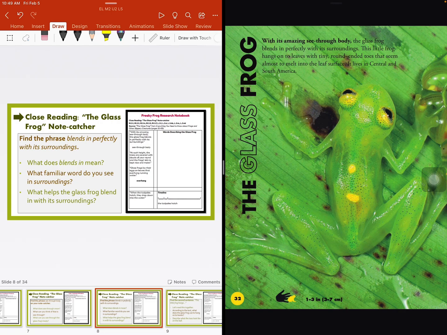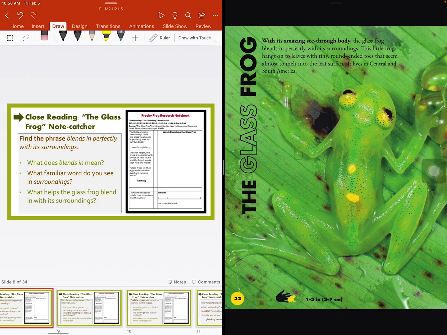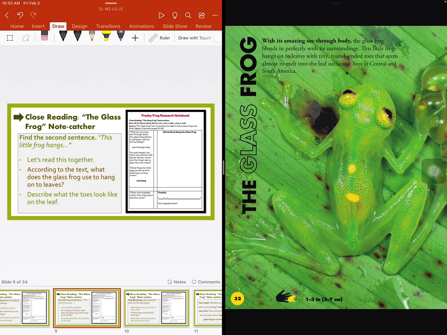Okay, find the phrase blends in perfectly with its surroundings. Blends in perfectly with the surroundings. What familiar words do you see in surroundings? Right, I see the word surround. What helps the glass frog blend in with its surroundings? Super ideas.